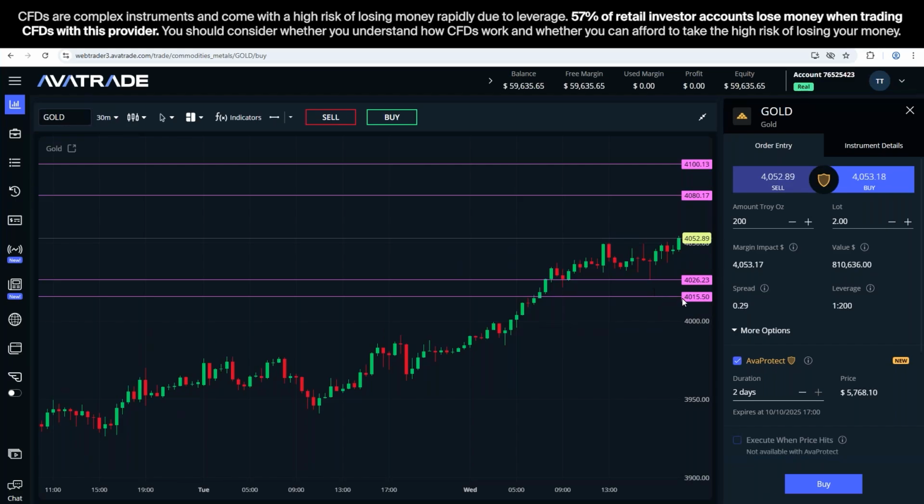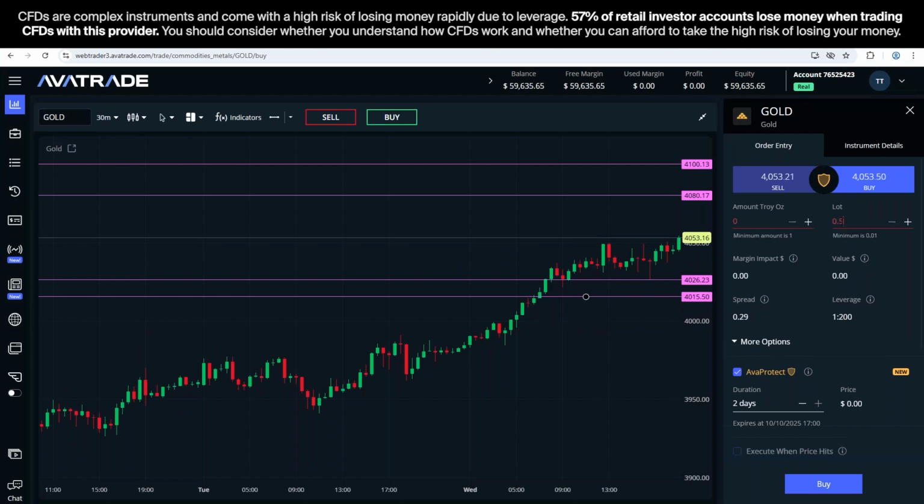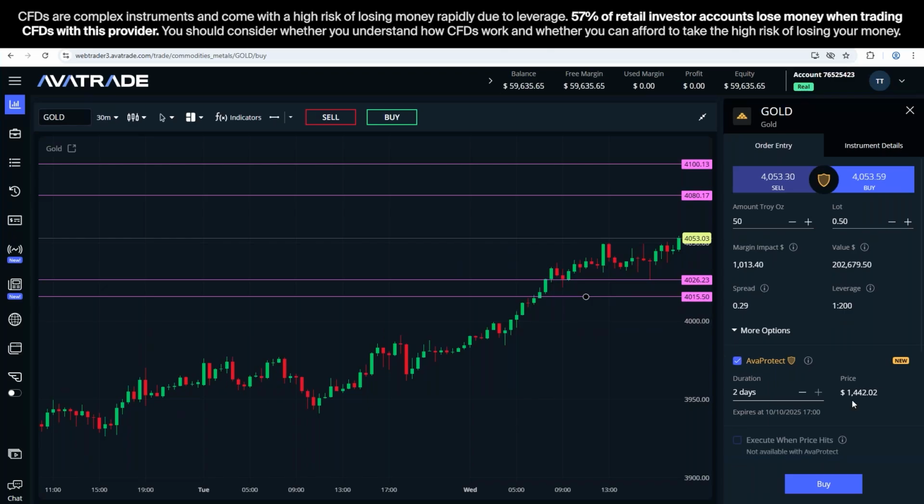But let's say I like the uptrend. I'm afraid it might pull back, so I'm going to use protection. So I do 2 days protection. I do, I don't know, half a lot. And I see it would cost me 1,400. Well, maybe I don't want to spend that much for protection, so I do a quarter of a lot. Maybe I'm willing to risk about 1% of my account, which would mean I need a smaller trade. 0.2, that's 20 ounces of gold, would cost me $578.